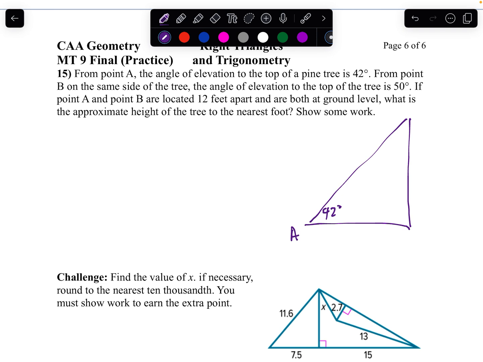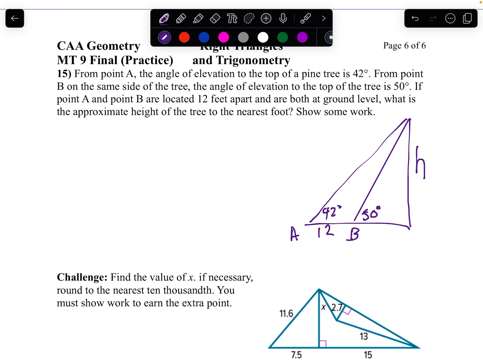And then point B, on the same side, we look up, and that's 50 degrees. So since it's 50 degrees, I know it's closer. And we know A and B, they're 12 feet apart. Then I want to know what's the height. And notice, I don't have enough information here, do I?